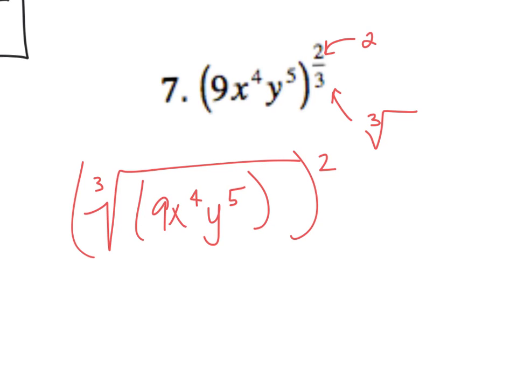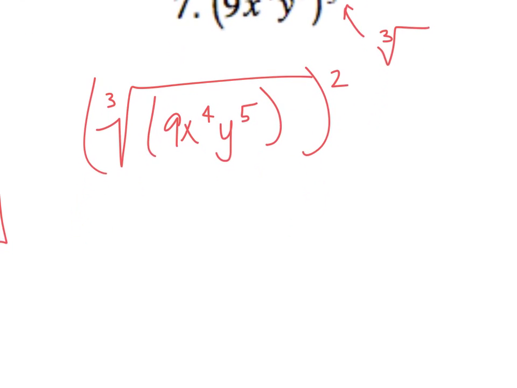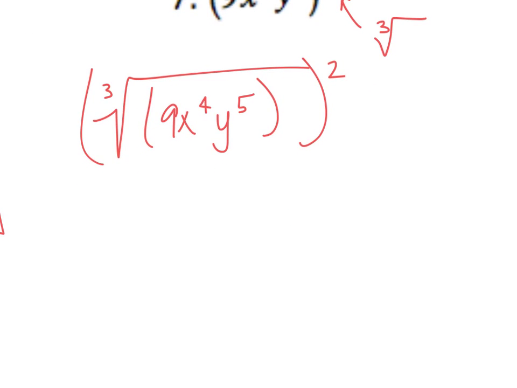Honestly, at this point, I don't think there's one easier way. I'm going to go ahead and square it right now. So I'm going to go ahead and square the 9, square the x to the 4th, and square the y to the 5th. So this is going to be 81, x to the 8th, y to the 10th.